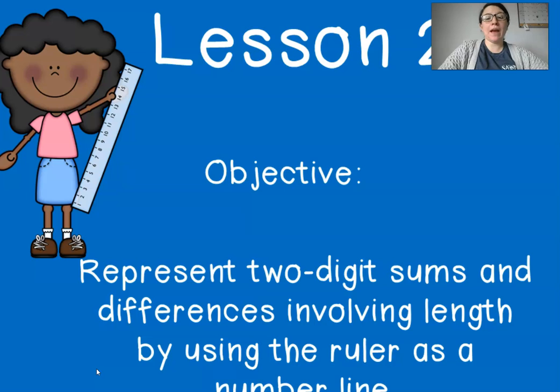Today we're going to be practicing length again on two-digit sums. So yesterday we were talking about going from one number to the next and backwards. Today we're going to be practicing more problems with that. So you want to make sure you have something to write with today as you're going to be making your own number lines. All right.